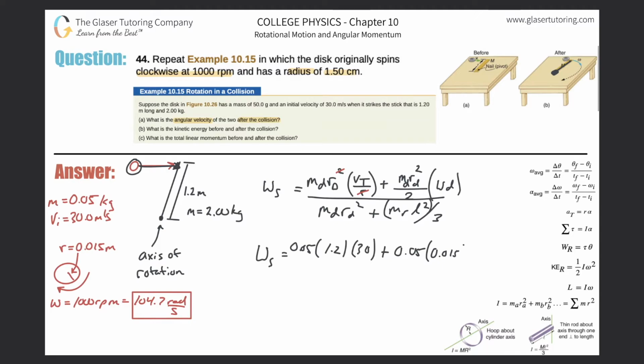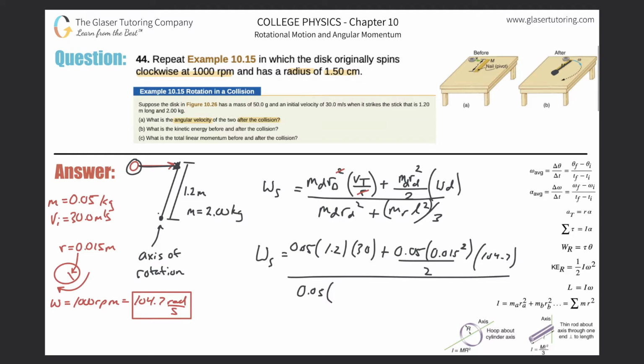Oops, 0.015, excuse me, 0.015 squared, all divided by 2 times then that omega value of about 104.7, all divided then by the mass of the disk, which is 0.05, times the radius of that disk. But remember, it's about this center axis, okay? So it's rotating. I already explained that.